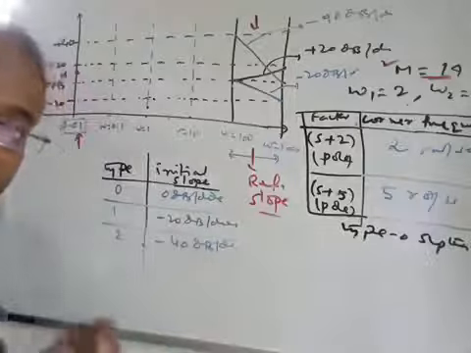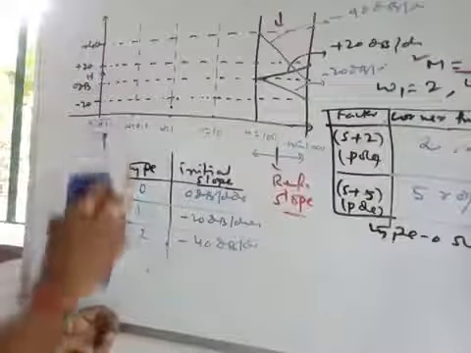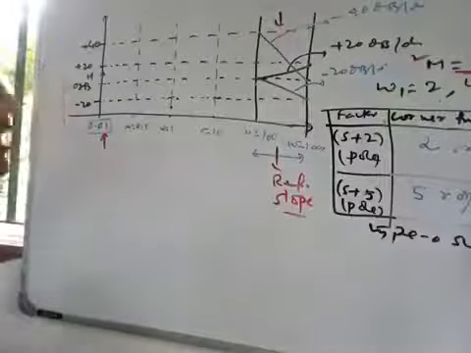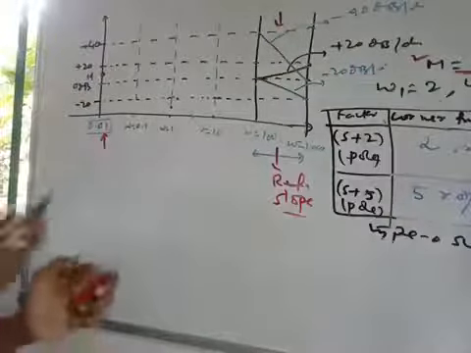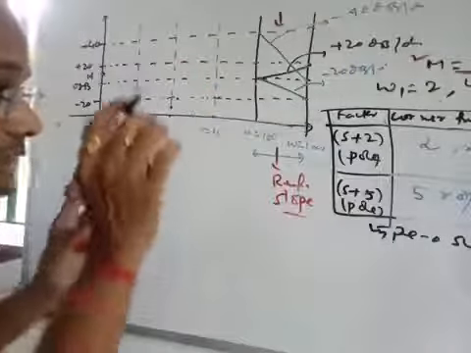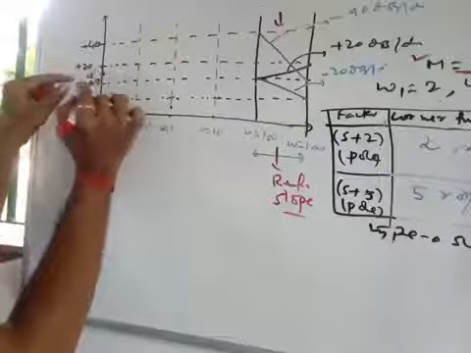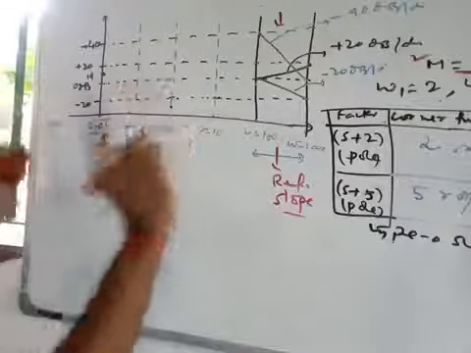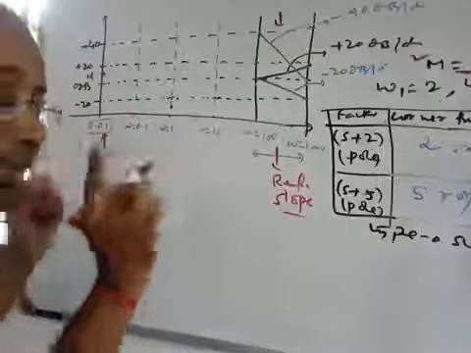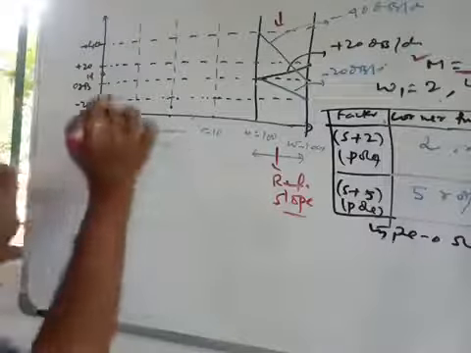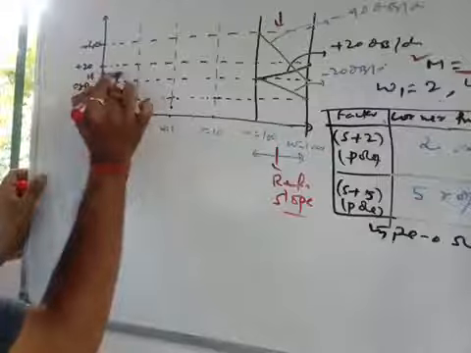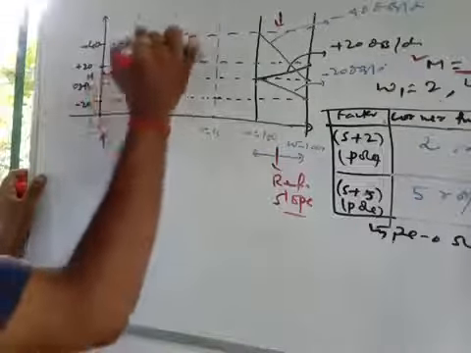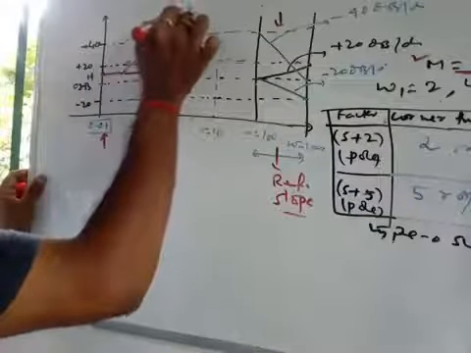Now in this case our system is of type 0. So the initial slope is 0 dB per decade. That means the initial frequency is at omega equal to 0.01. So from 0.01 you have to draw a straight line which is parallel to the x-axis, since the initial slope is 0 dB per decade. So this is your 0 dB per decade line.